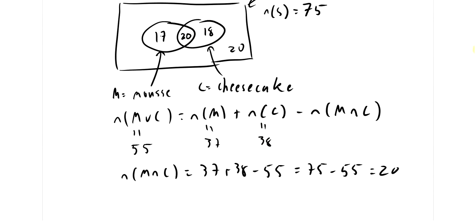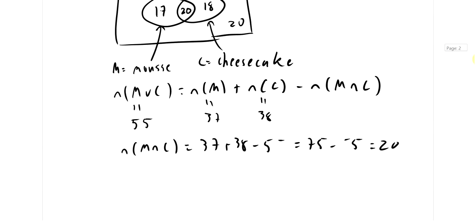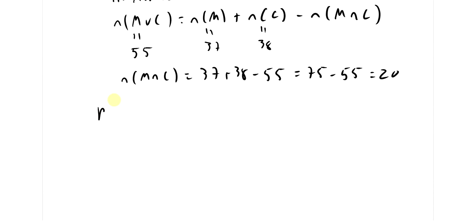Excellent. So what are the questions we want to answer? What's the probability someone likes both chocolate mousse and cheesecake? Well, and is the overlap. So if we pick one person at random, the probability of getting someone who likes cheesecake and mousse is 20 over 75, because that's the number of people who like both, and this is the number of people total. And 20 over 75 is a little over a quarter, 0.2667.